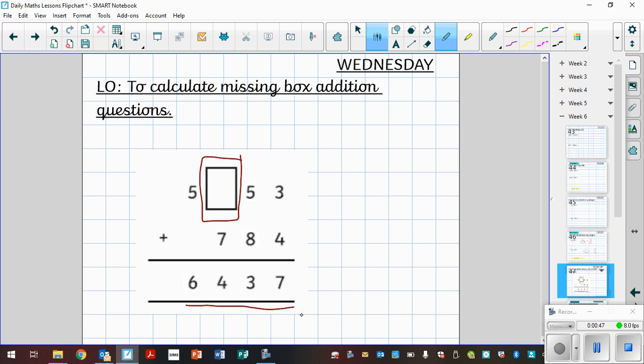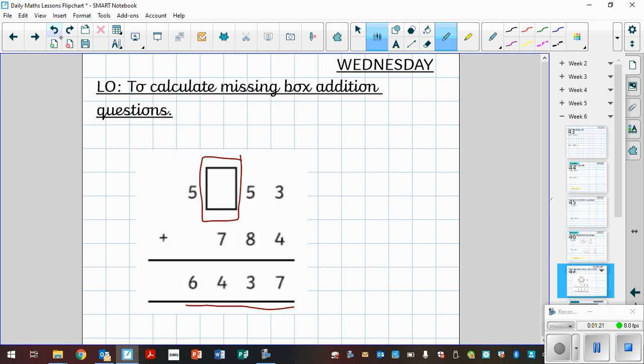Now, a few things that we need to remember when we're doing these types of questions. Firstly, it's a missing box addition question. Now, in this missing box, only one digit can be put in there. There have been some misconceptions beforehand that maybe the answer for this missing box could be 11, for example, because you're trying to make 4 down here. But we need to remember that in any addition calculation, you would only have one digit per box, or per place value.